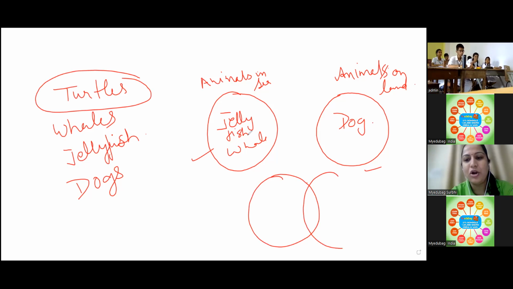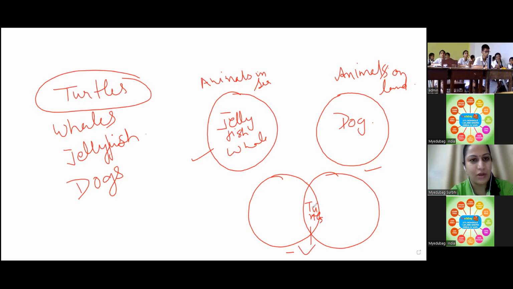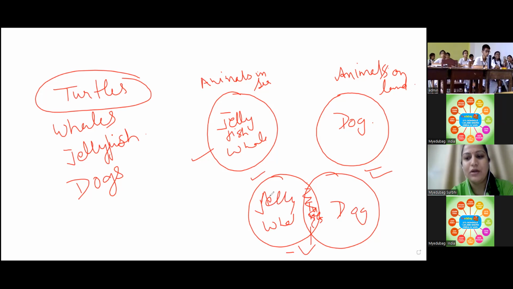So I'll draw two circles and here I'll show a common thing. This area is common to this circle also and this circle also. So here jellyfish, whale, dog. But the turtle lives in the sea also and on land also. So this is a common point. Clear?